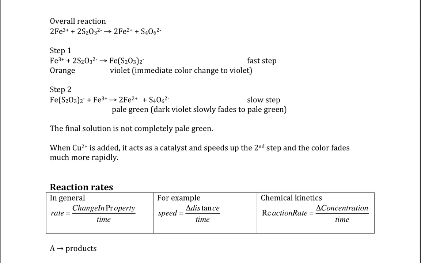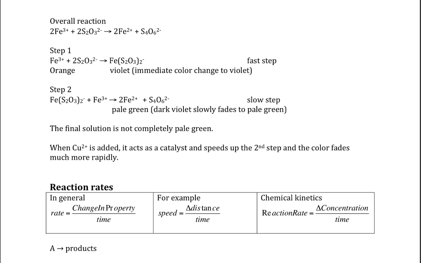When we probe that reaction more, we find that it looks like one Fe3+ combines with the two S2O3 2- to give us this intermediate, as we call it, which is Fe S2O3 2-. That's what has the violet color. That is step 1 of this overall reaction, and that occurs very quickly. That's what we call the fast step.